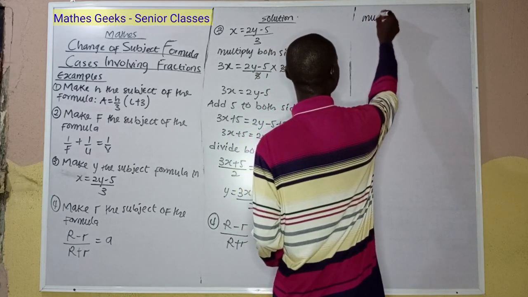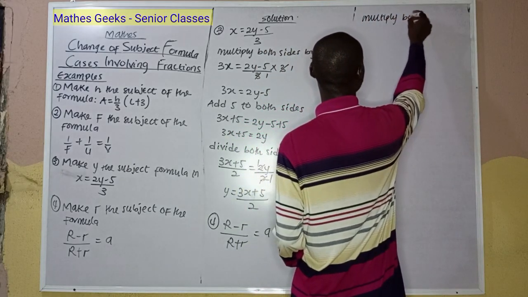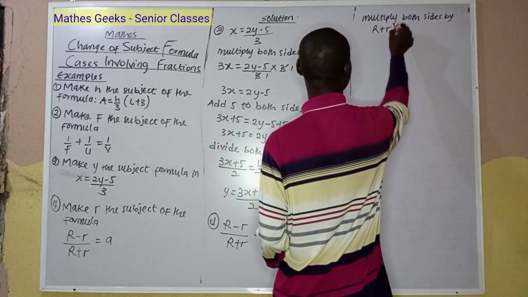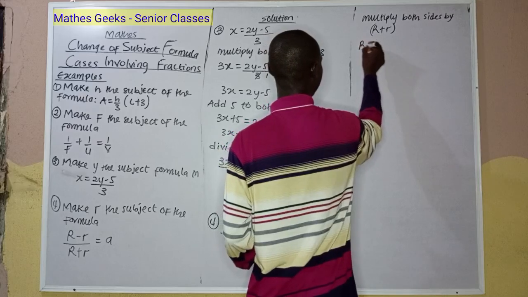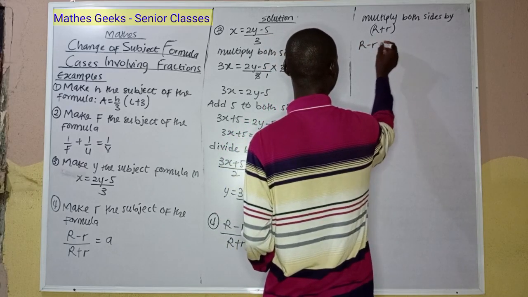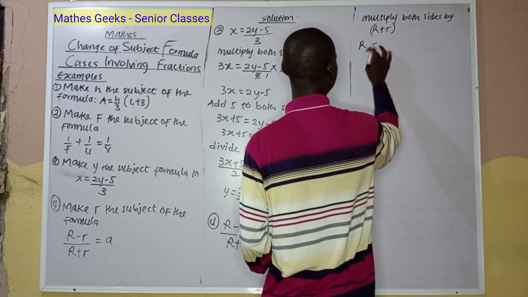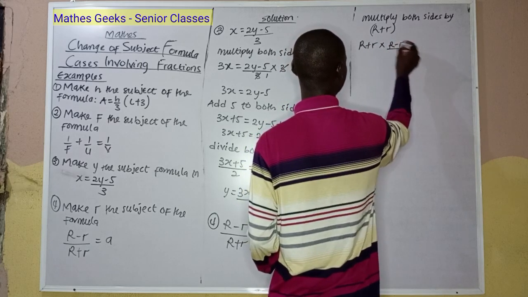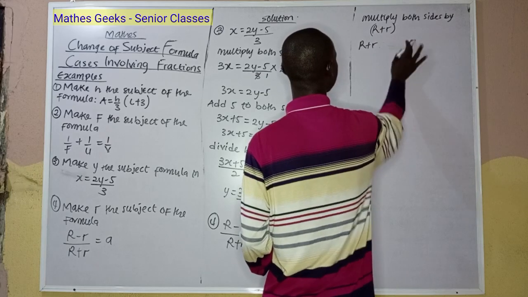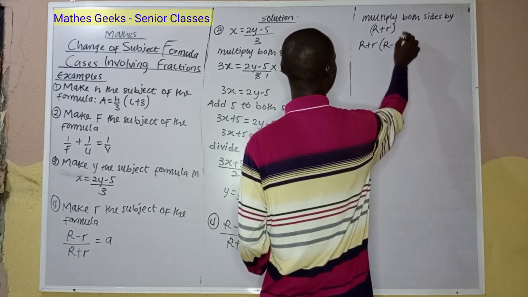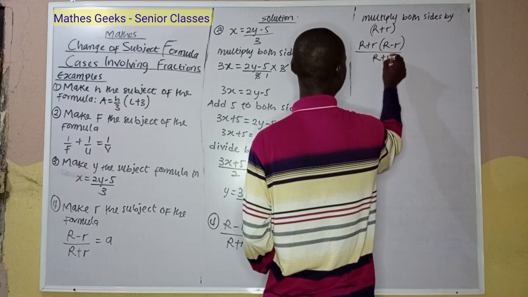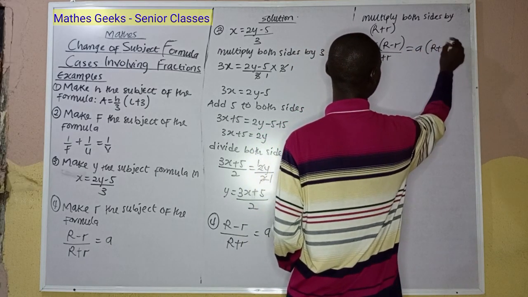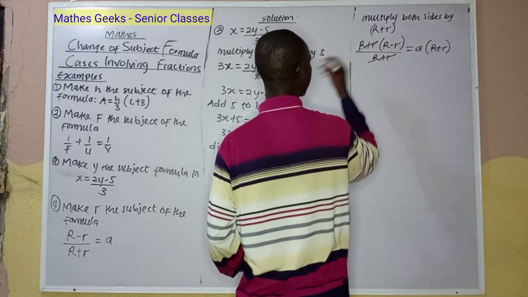So multiply both sides by R plus r. So R plus r times R minus r over R plus r equals a times R plus r. This will eliminate this part.